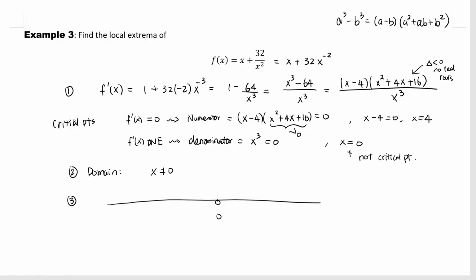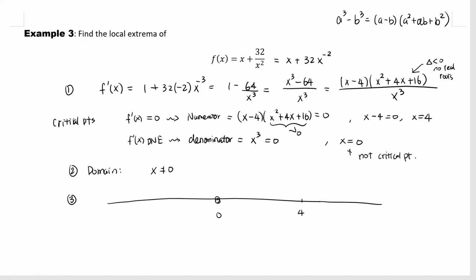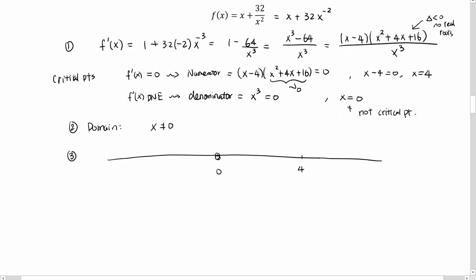So you need to put an open circle around the 0. My open circle is not good. Okay, like that. And then we have 4, which is here. 4 separates the domain into 2 pieces. So here f prime and f. At 0, this is undefined, so we don't have this value, it's outside of the domain. At 4, we know f prime is 0.